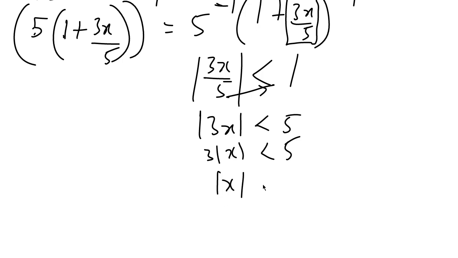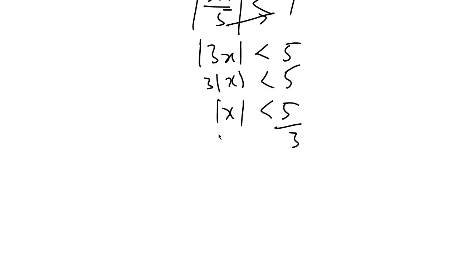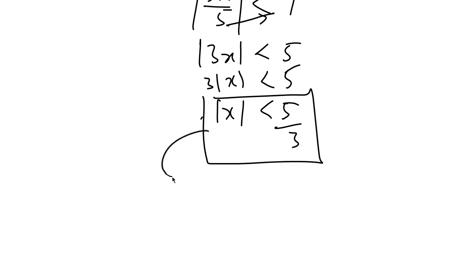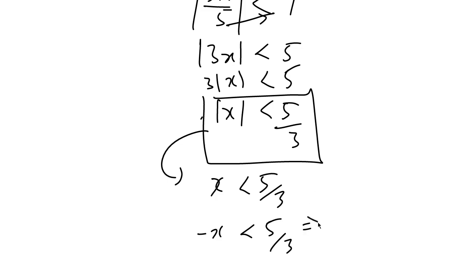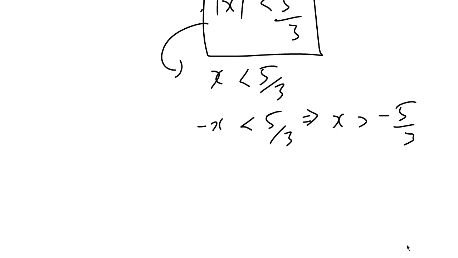So with this now, what are they going to have? The absolute value of x should be less than what? 5 over 3, because we are dividing through by 3. So with this now, this is a possible answer. This is fine. But otherwise, we could also have that x is less than 5 over 3 or negative x is less than 5 over 3. And if we solve this further, we'll have that x is greater than what? Negative 5 over 3, according to what I've explained earlier.